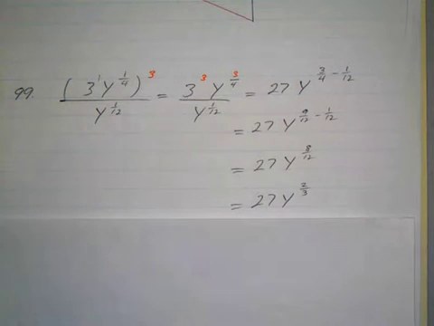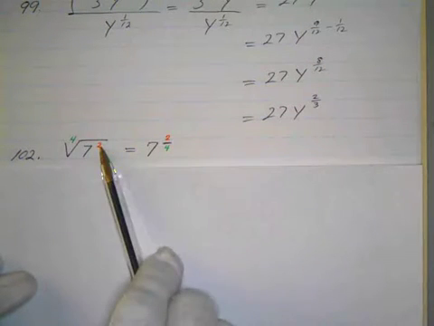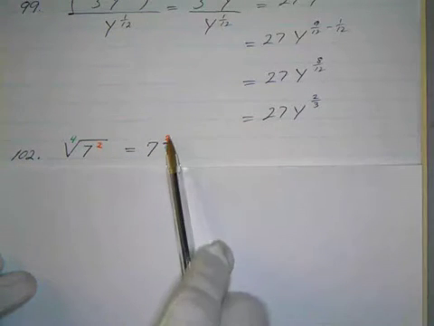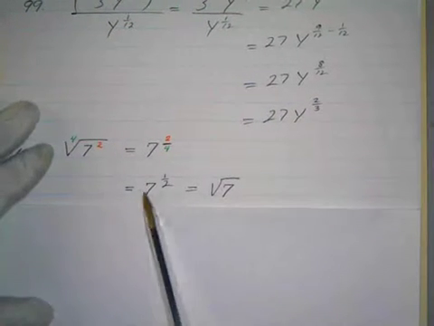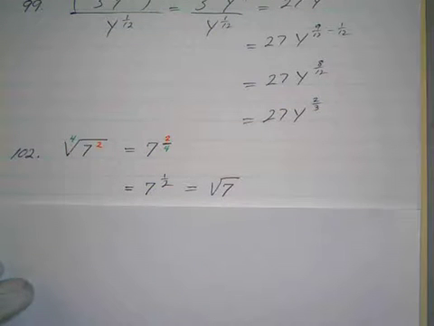Okay. And then 102. This was the 4th root of 7 squared, so we just rewrote this as a fraction. Remember, this is the power, and that's the root. All right, so it's power over root. And then we can simplify that. 2 over 4 is 1/2, and 7 to the 1/2. Remember, the 1/2 is the same thing as the square root. So that was 102.